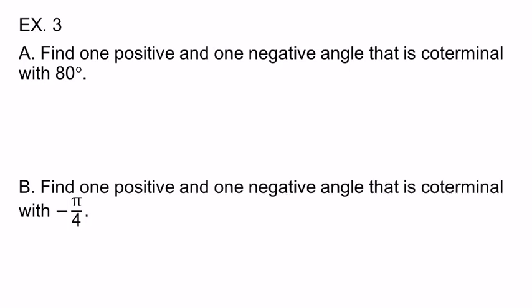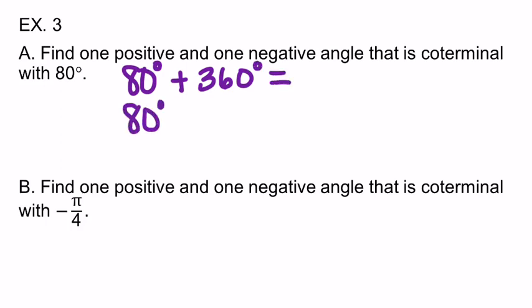Okay, so let's look at example 3 where we are finding coterminal angles. It says find one positive and one negative angle that is coterminal with 80. So I'm going to take 80 degrees and add 360 degrees to it. And then I'm going to take 80 degrees and subtract 360 degrees. I could keep adding 360 degrees and find more and more coterminal angles, but they just want me to have one of each, okay?